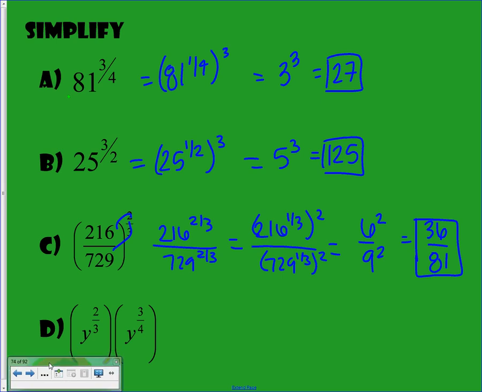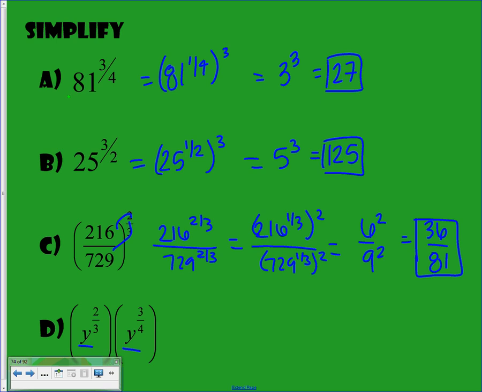Example D is just learning how to simplify those a little bit too. So y to the 2/3 and y to the 3/4. If you remember way back at the beginning of chapter 7, here I'm multiplying. I have 2 bases, which means I need to add those exponents. So I really need to add 2/3 and 3/4.